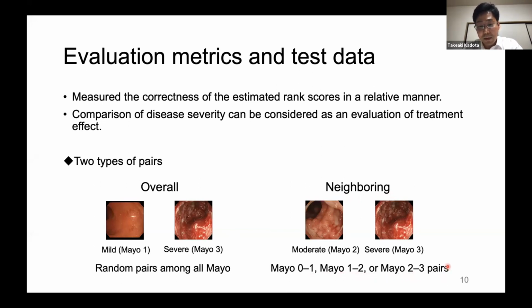This estimation is more difficult because the disease severity gradually changes in the neighboring Mayo levels, and these image features are similar.